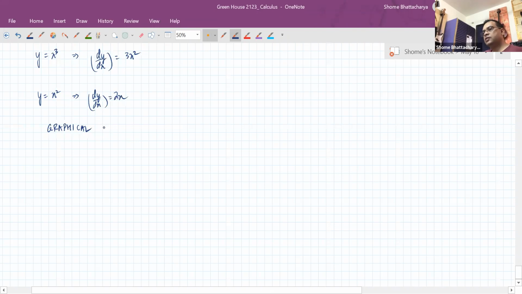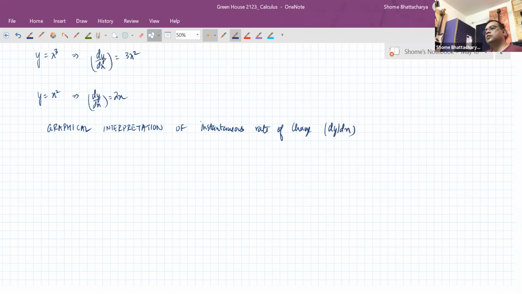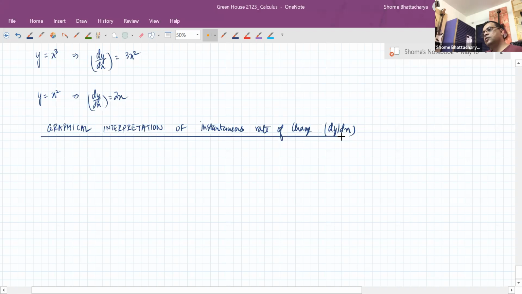So graphical interpretation of instantaneous rate of change, dy by dx. Okay. So when we are defining for a function, we are defining the instantaneous rate of change as this limit.